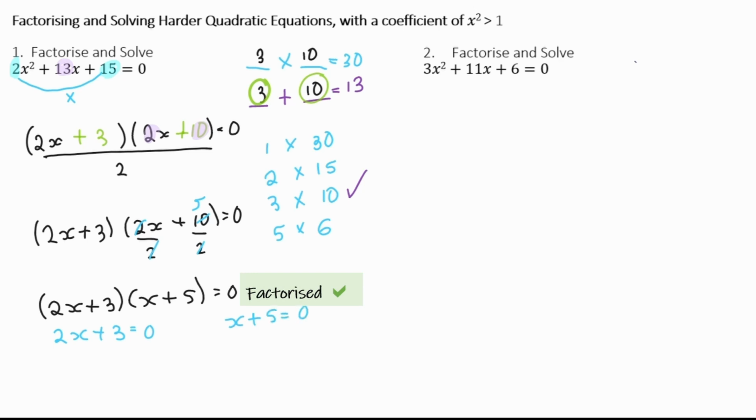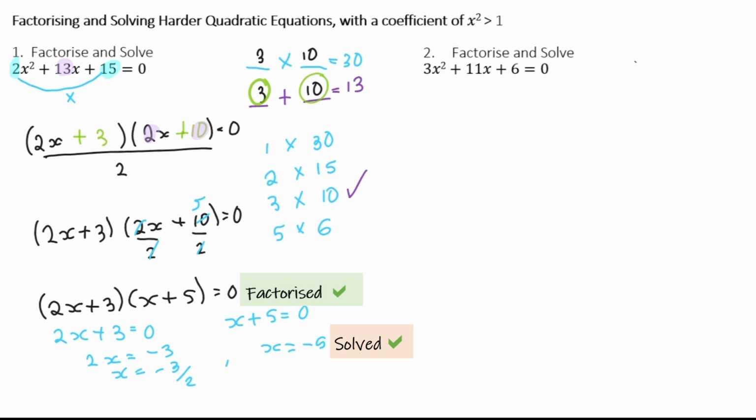To solve the first bracket, we would first have to minus 3 on both sides, so that would give us 2x is equal to minus 3. And then we would have to divide both sides by 2, which would give us x is equal to minus 3 over 2. For the second one, we know that if x plus 5 is equal to 0, that would mean x would have to be minus 5. And these are our two solutions for this equation.